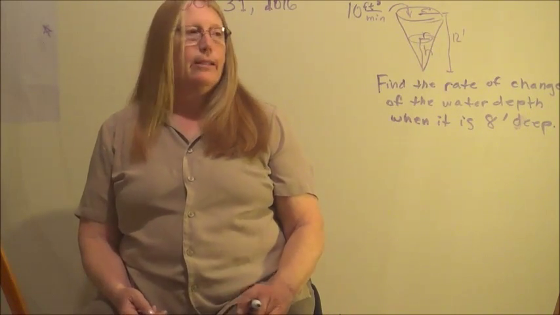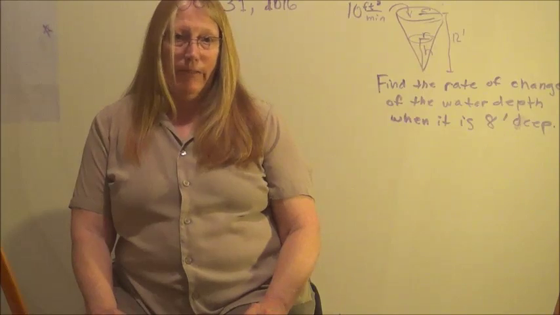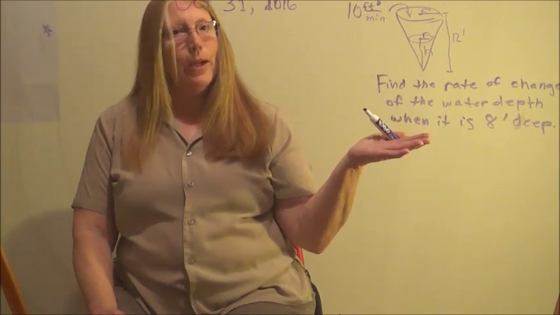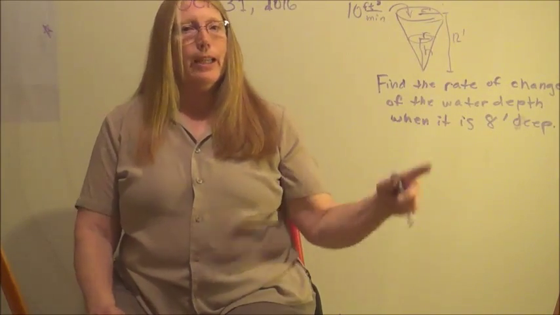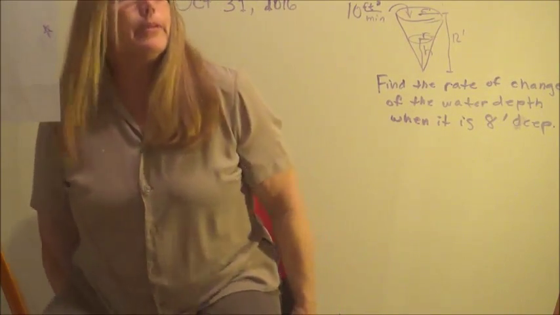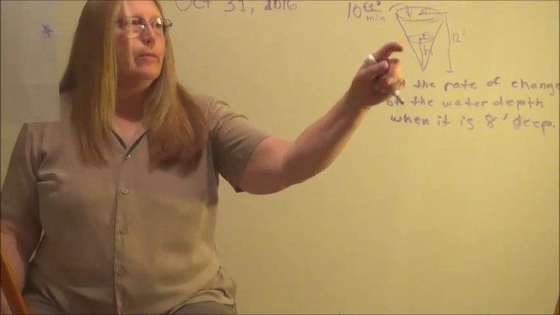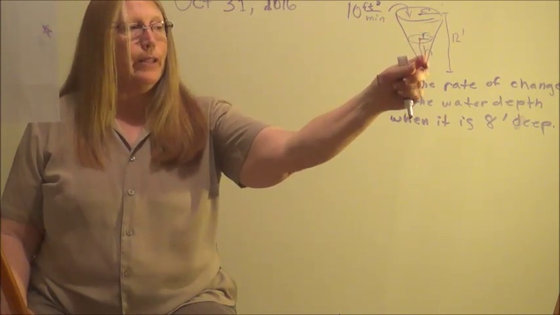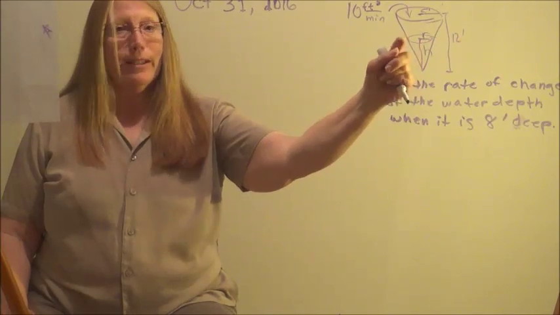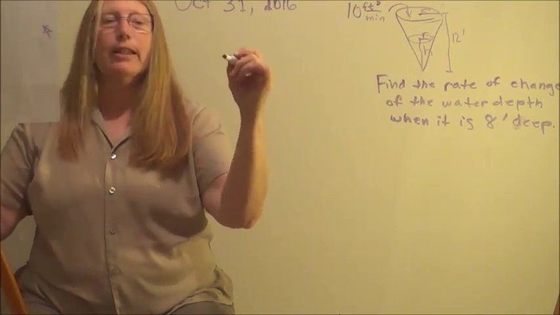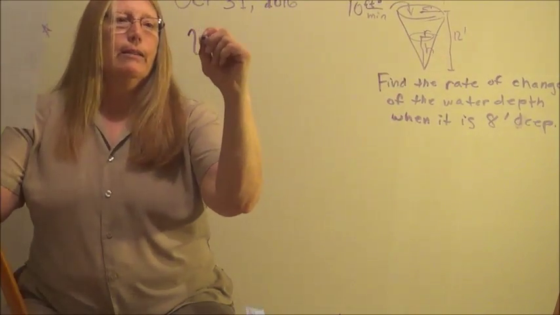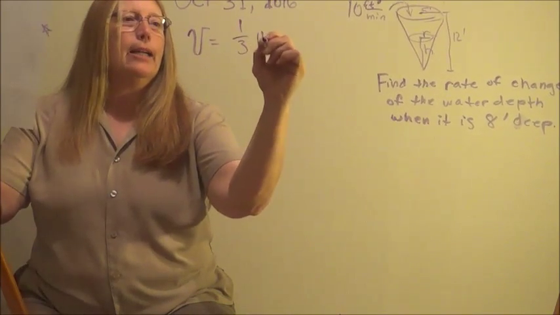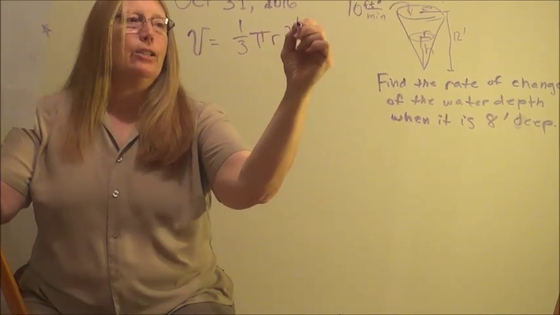So when we do a related rates problem, the first thing we need to do is figure out an equation that will help us relate all these variables. Well, since the volume of a cone is involved, as the water pours in, the volume of this cone inside the cone will be increasing. So let's go with the volume. Volume of a cone is 1/3 pi r squared h.